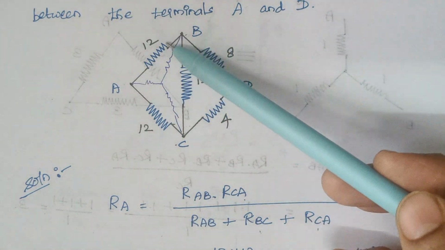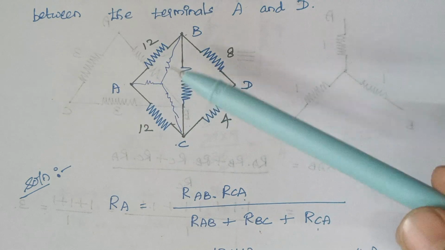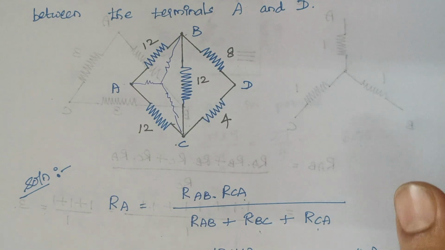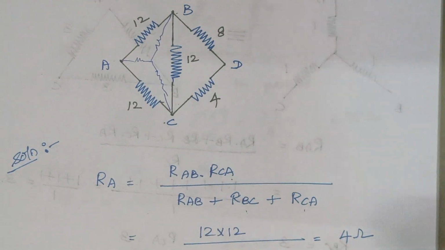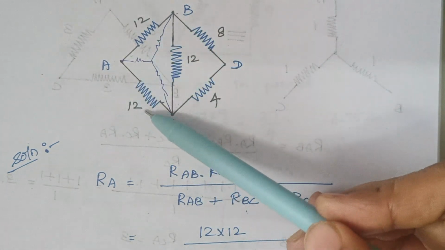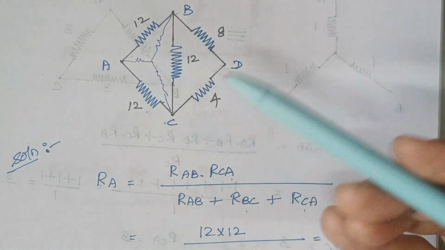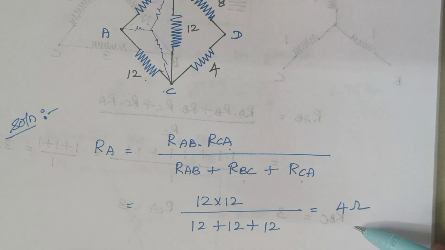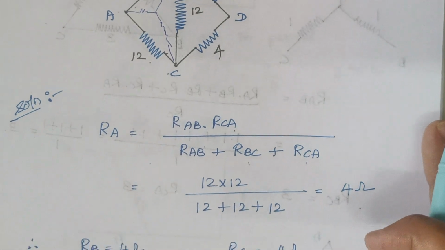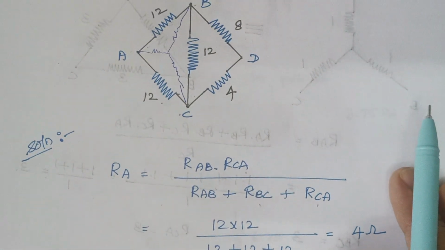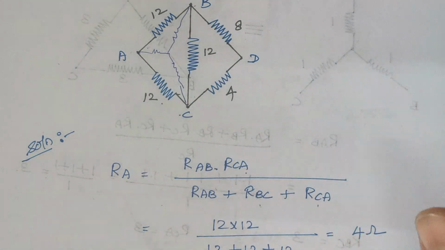Again you see here all the three resistors have the same value, which makes our calculation further more easier, right? Because the value of RA, RB and RC will be the same. So value of RAB is 12 and RCA is also 12 and remaining this RBC is also 12. So just substitute the values and the answer is 4 ohm, right? Now similarly RB is also equal to 4, RC is also equal to 4 because here all the values of the resistors are 12, right?